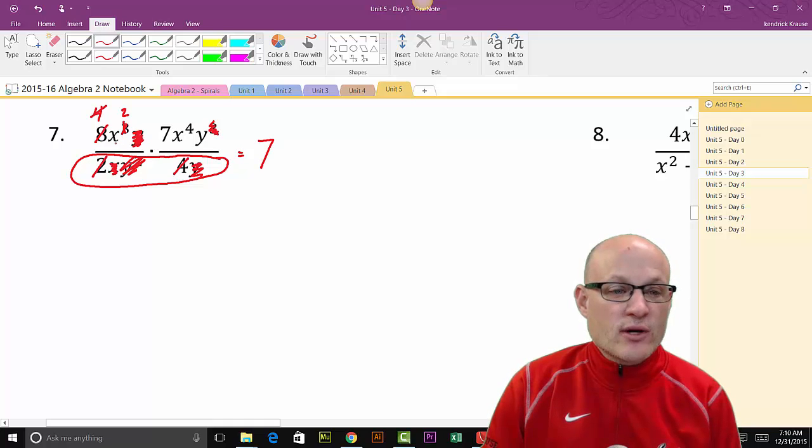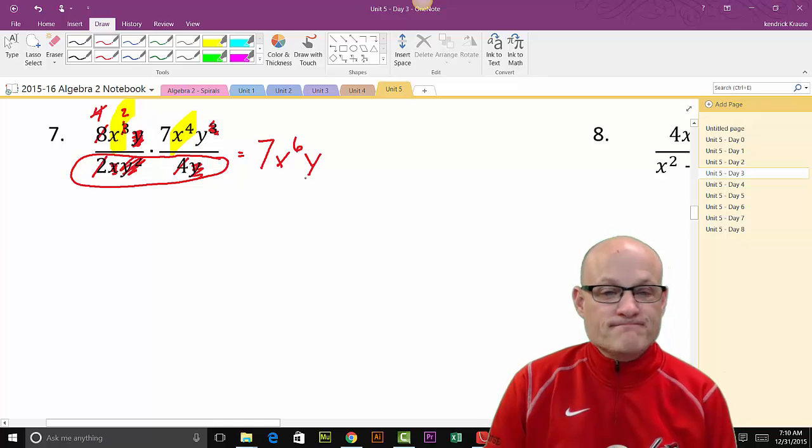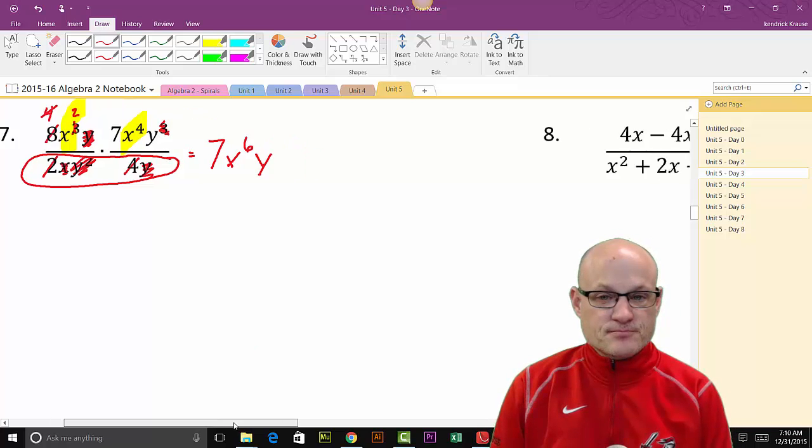Now I've got x squared here. Let me highlight it in yellow. I've got x squared here and x to the 4th. So that would make, if I'm multiplying, x to the 6th, y. There's that answer.